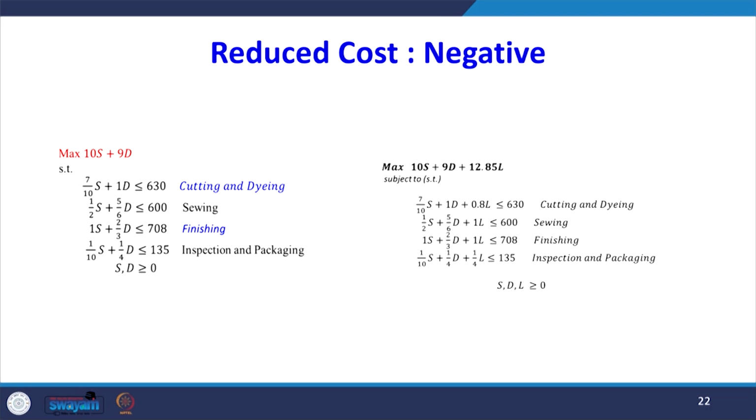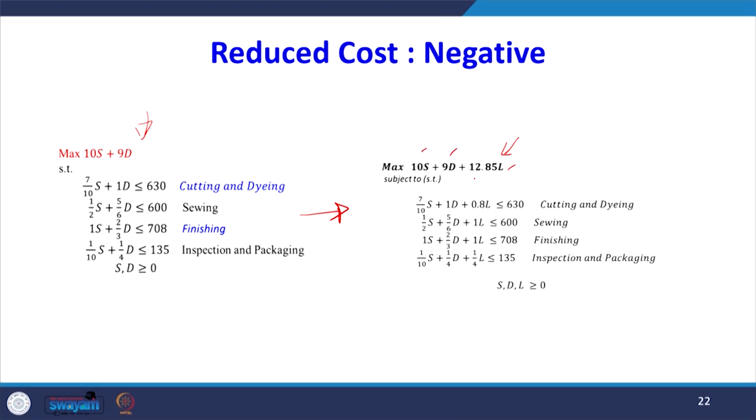Sometimes the value of the reduced cost will become negative. Let us see that kind of situation. For example, this was the problem which we keep on discussing in every lecture. Suppose this is a modified problem. The company is trying to introduce another type of bag that is lightweight. We know this is a standard bag, a deluxe bag, and now a lightweight bag.